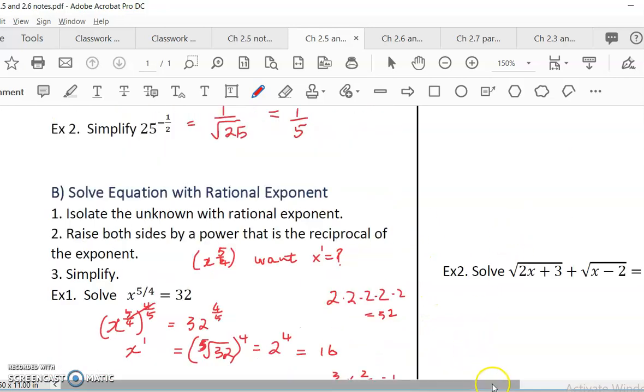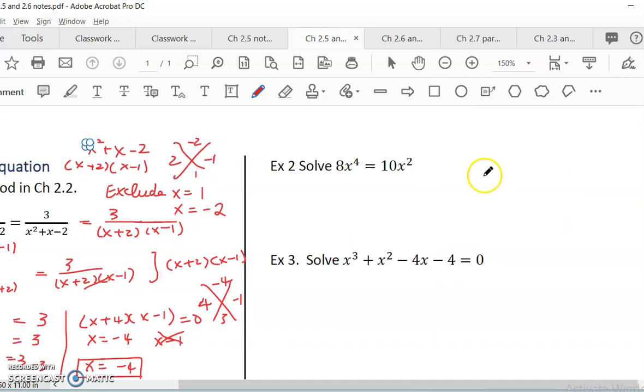Let's look at the next one for polynomial. This has 2 terms also, so we would do factoring again. Move everything to one side. x to the 4 minus 10x squared equal to 0. So what is the common factor? I can factor the 2 out. I can factor x out, right? That's common to both of them.